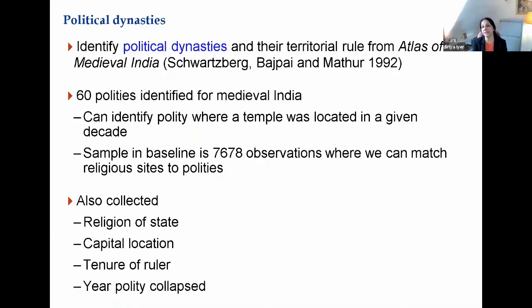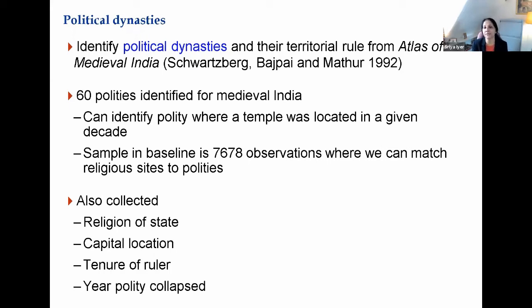In addition to the data on the desecrations, we're also trying to identify political dynasties and their territorial rule from the Atlas of Medieval India. For this period we are able to identify 60 polities for medieval India. So we can then identify the polity where a temple was located in a given decade. Our sample, therefore, ends up with 7,678 observations where we can match the religious sites to the polities.